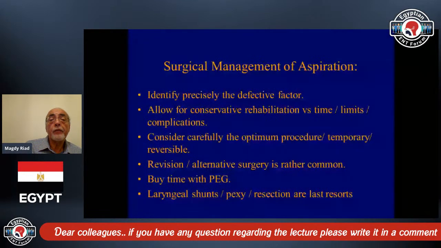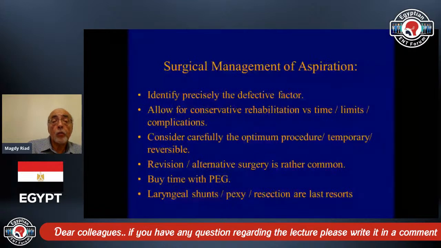You would consider carefully whether the procedure you're doing is temporary, like, for example, injecting things into the vocal folds, or a permanent solution in the form of thyroplasty or permanent injection of the vocal cords, whether the procedure is reversible, like laryngeal suspension, or permanent. And the temporary procedures have the advantage that you can try them first, and if they work, then you can move to the more definitive treatment. Remember that a good number of these patients you're going to operate on for aspiration may require revision surgery or another type of operation if the first operation fails.